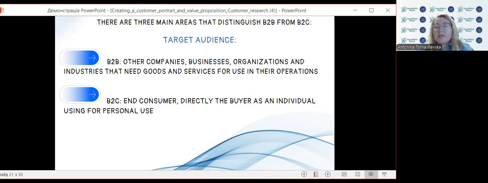B2C, business to consumer: focus on emotion and customer experience. Mass market, a large number of clients. Brand, advertising, marketing, and personalization are crucial. B2G, business to government: cooperation with government bodies through tenders and public procurement. This complies with legal norms and regulation.